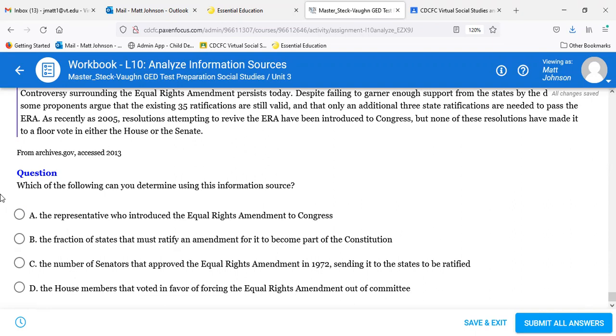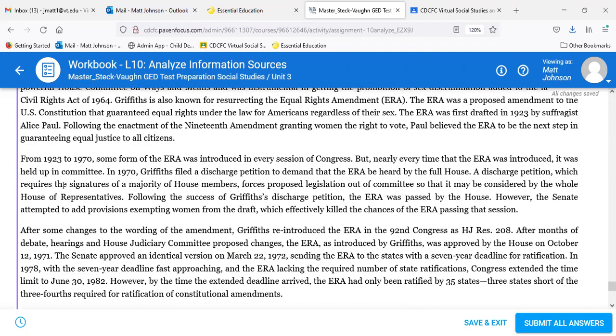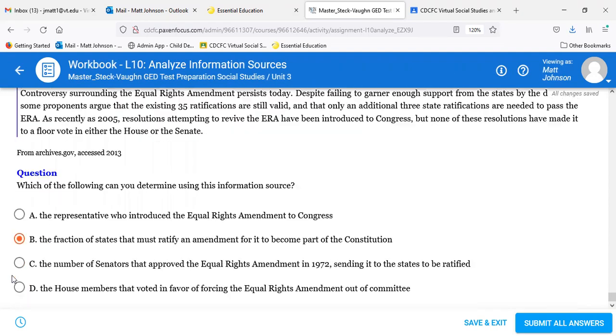Is it A? It is B, right? How many states you must have to ratify an amendment. So that's what you determine from the information source. Of course, there's a lot else in there above and beyond that, but that's one of the facts that is presented there that's reliable. So B is for boy for number 9.